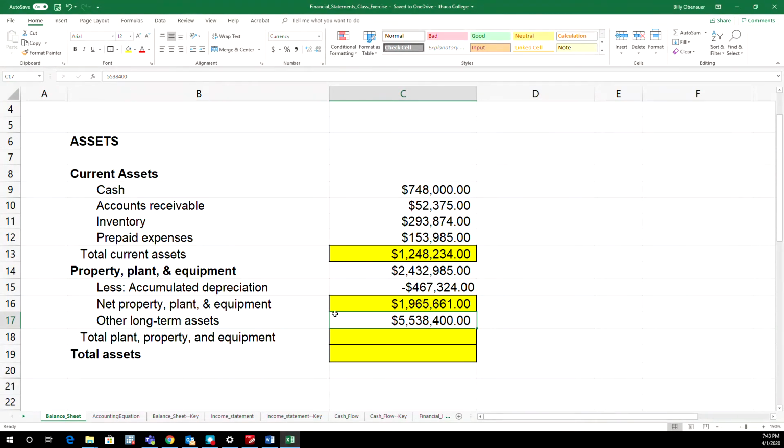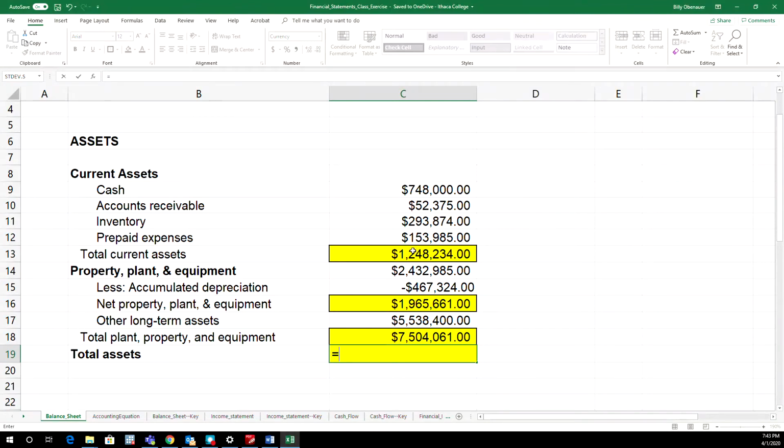Then we have our other long-term assets of 5.5 million, and we're going to add them in here to get our total for our long-term assets, or total plant, property, and equipment. It's going to be the 1.9 million plus our other long-term assets. And that gives us just over 7 million, about 7.5 million dollars. And we're going to take this and add it to our total current assets, and that is going to give us our total assets.